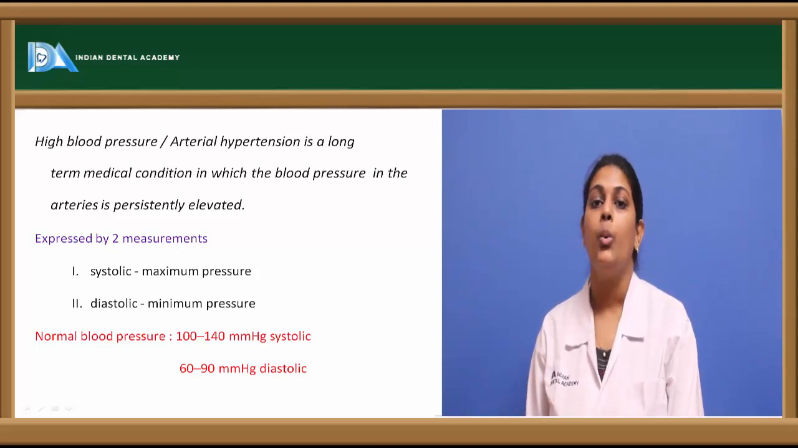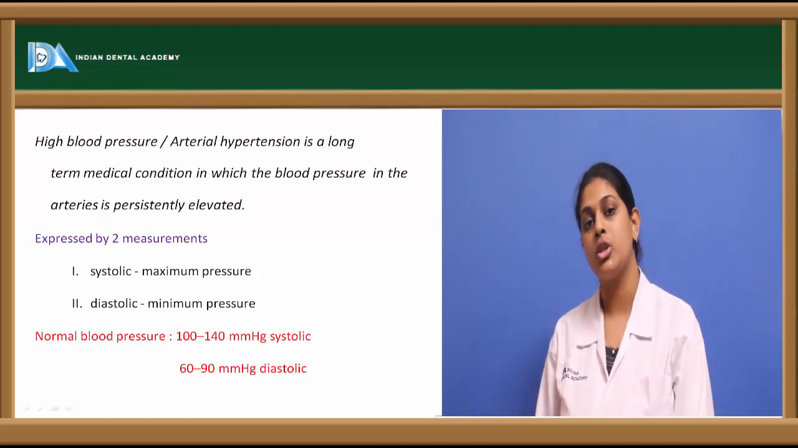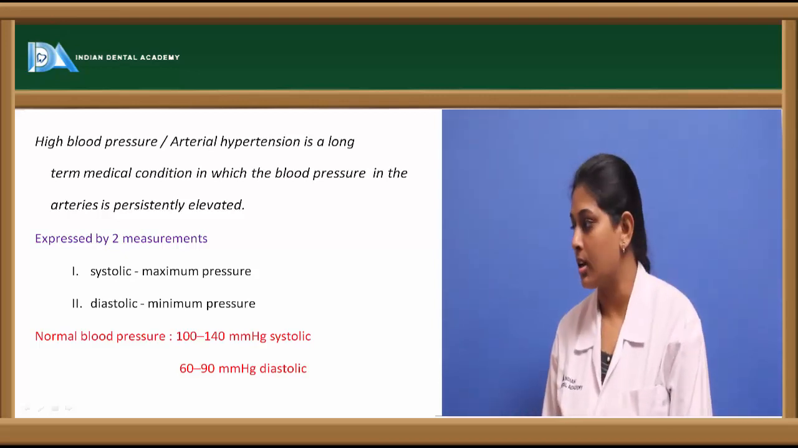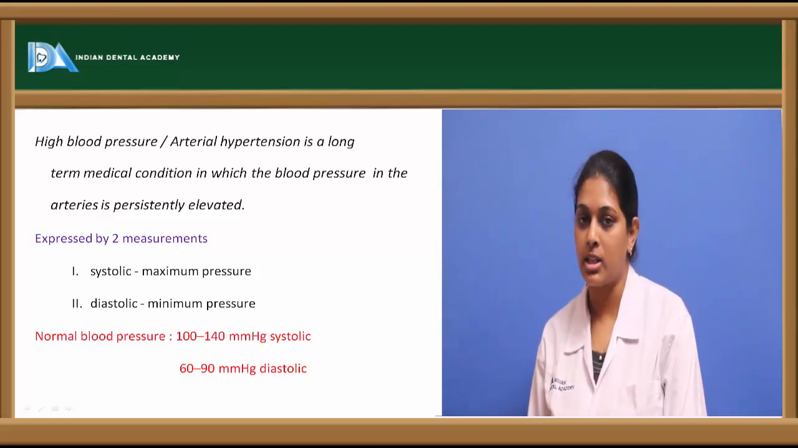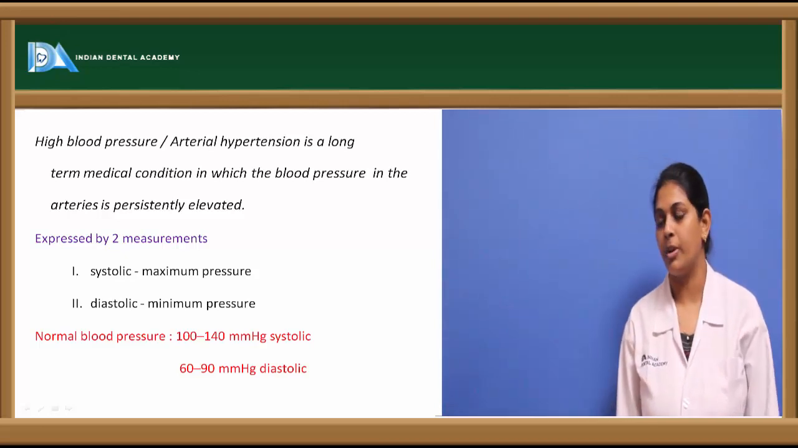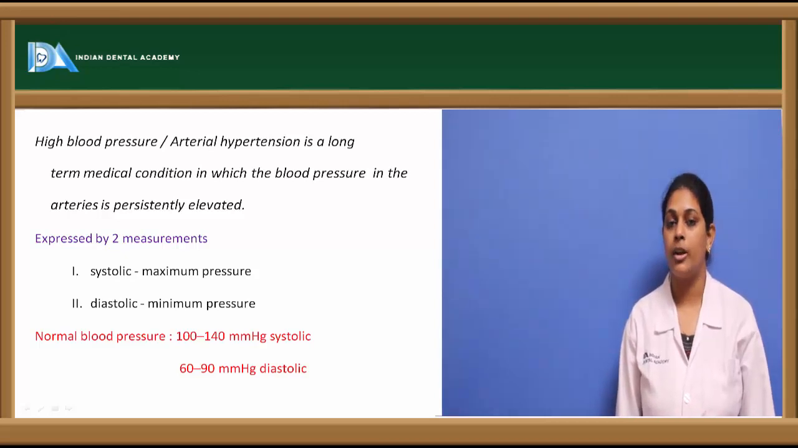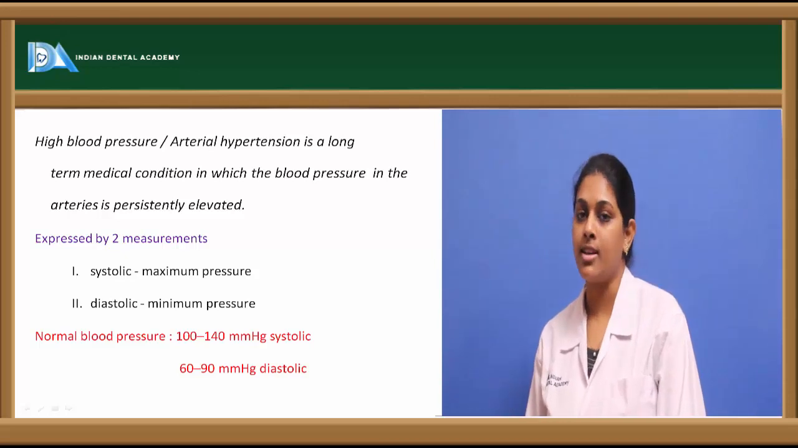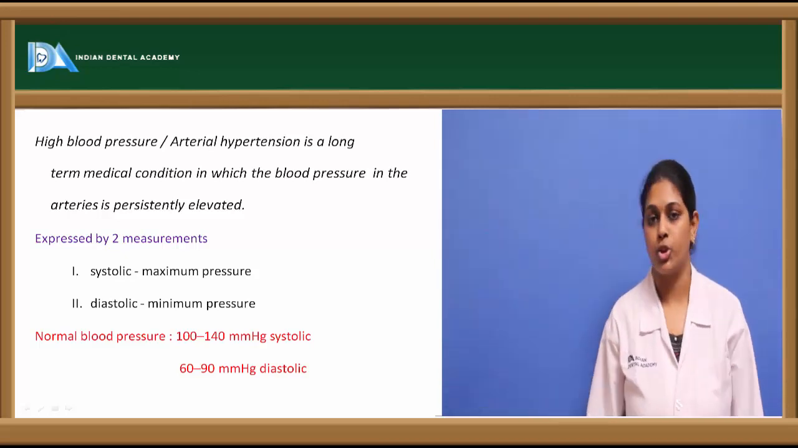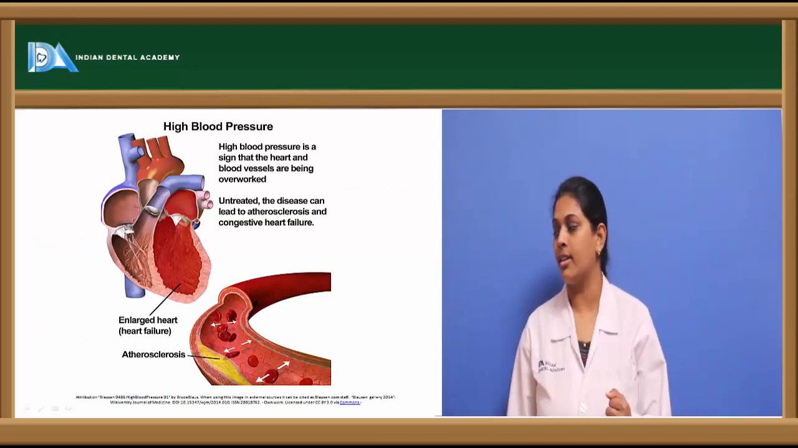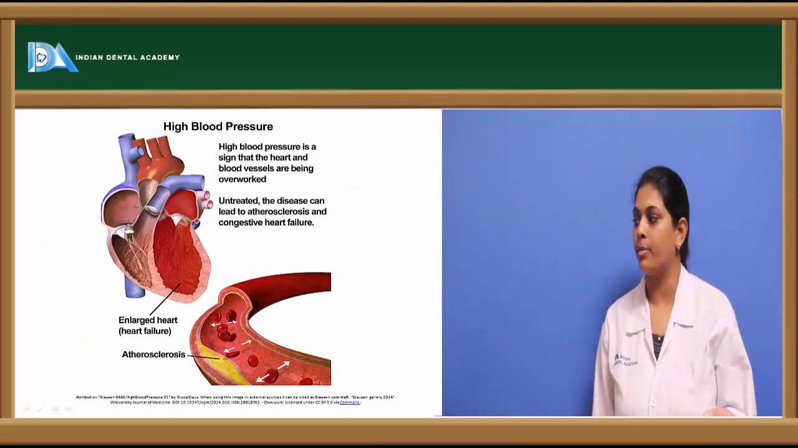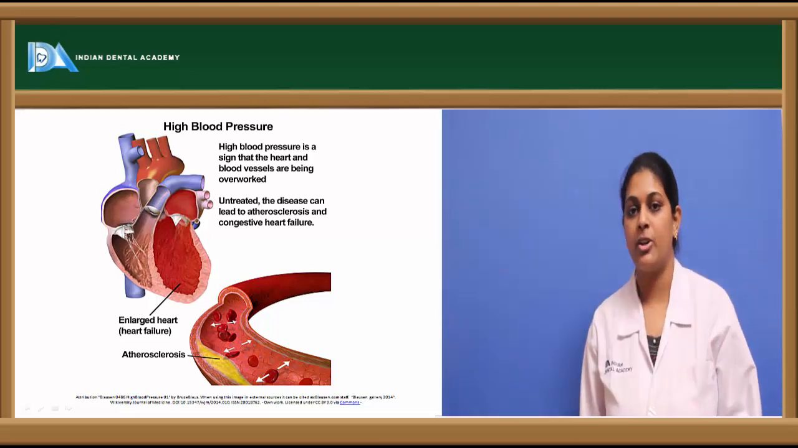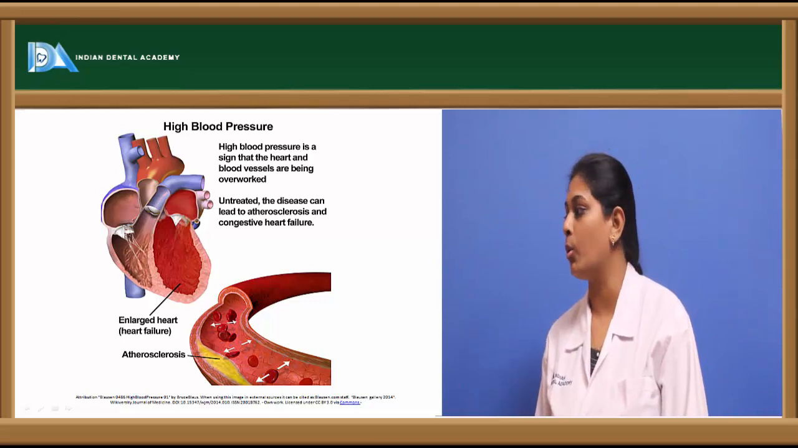Systolic pressure is the pressure when the left ventricle contracts, whereas diastolic pressure is the pressure exerted as soon as the left ventricle relaxes. Systolic is the maximum pressure and diastolic is the minimum pressure. Normal systolic blood pressure is 100 to 140 mmHg, whereas diastolic is 60 to 90 mmHg. The picture shows that when the heart is overloaded, it pumps too much blood, and the blood pressure increases due to the overwork.